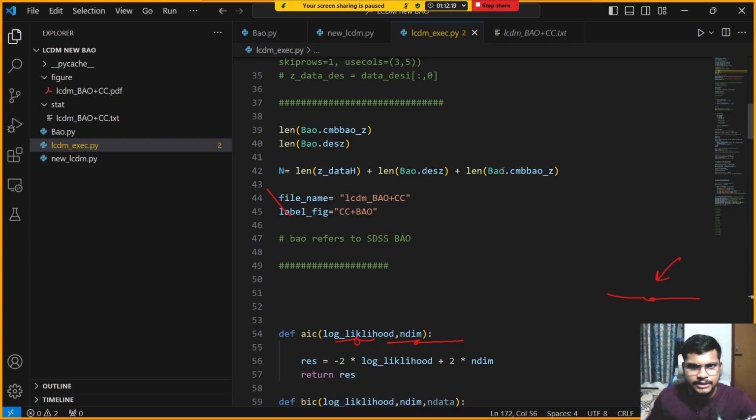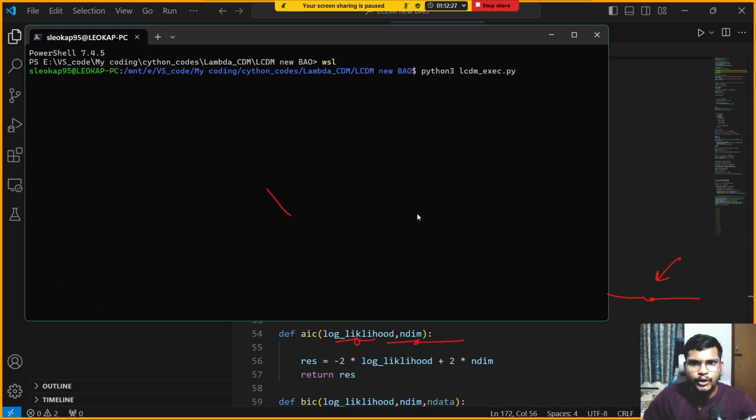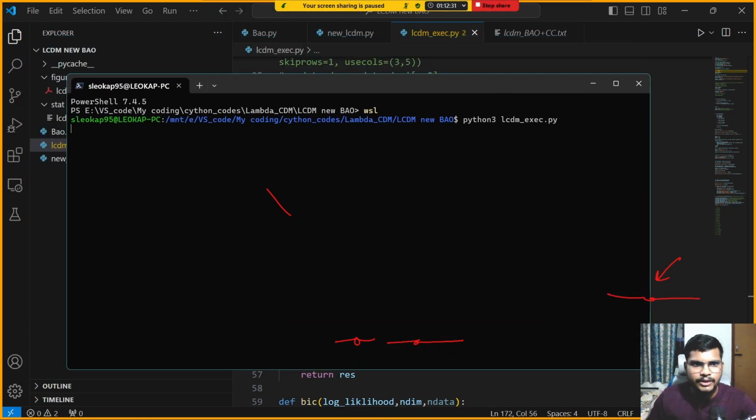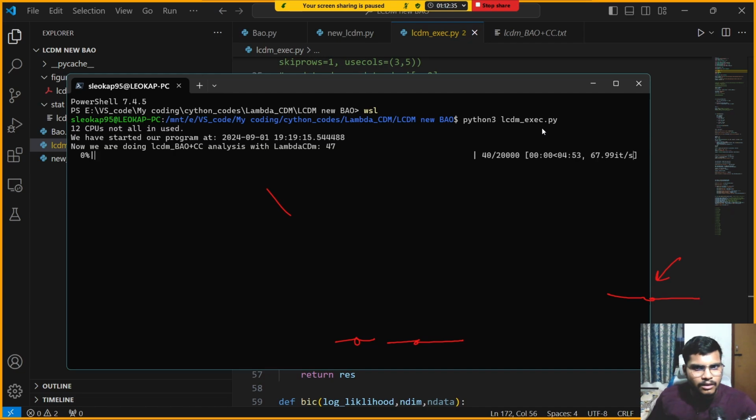CC data, DS BAO, CMB BAO, file name is good, BAO+CC, labeling is fine, CC plus BAO data, good. And I'm going to use Python 3, LambdaCDM, whatever the execution file I have. I'm going to hit the compute and boom, it will start.